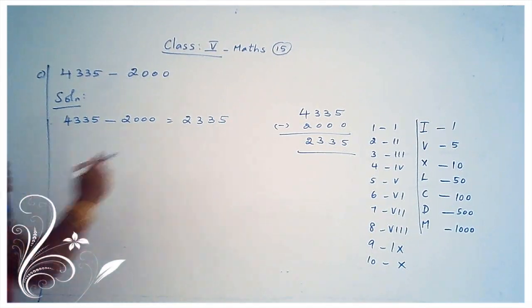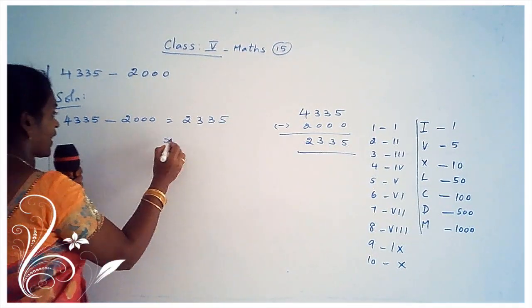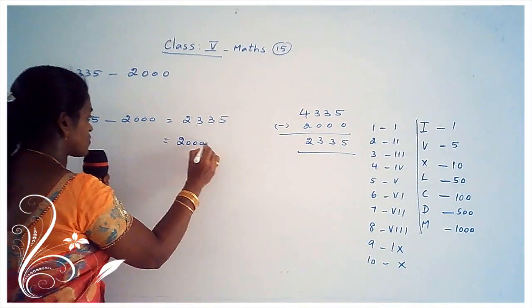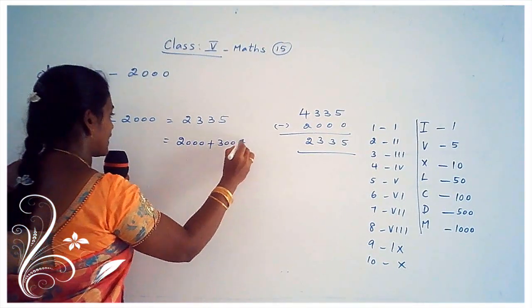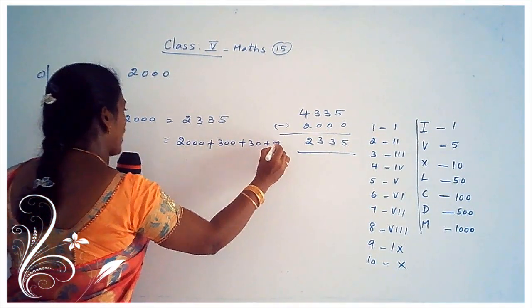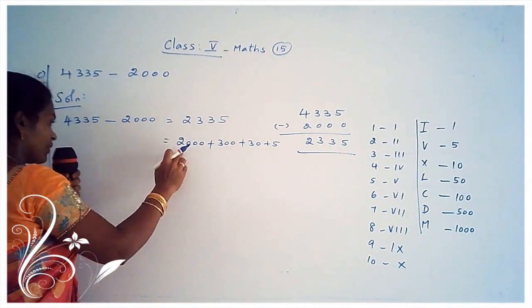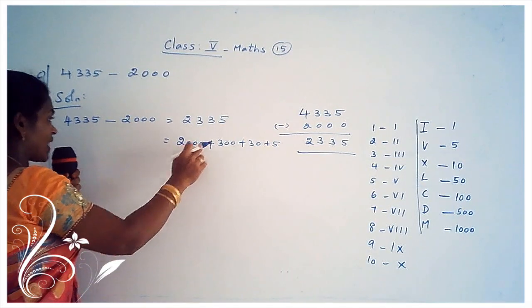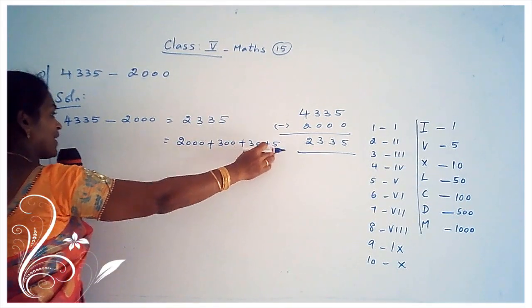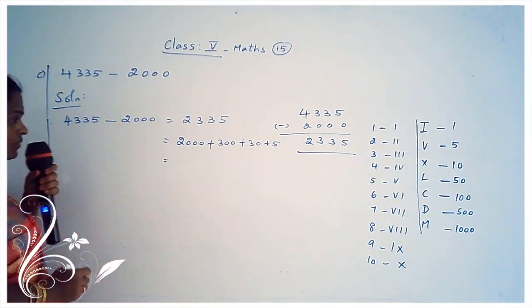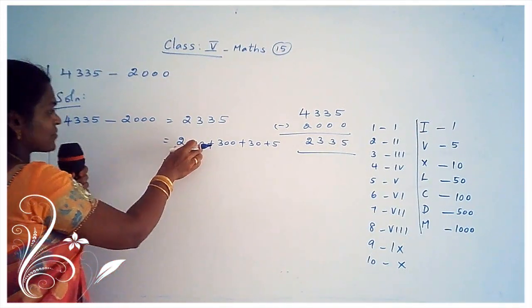Okay. So now here 2,335 can be written as 2,000 plus 300 plus 30 plus 5. Okay. Now you say that in Roman numerals 2,000.